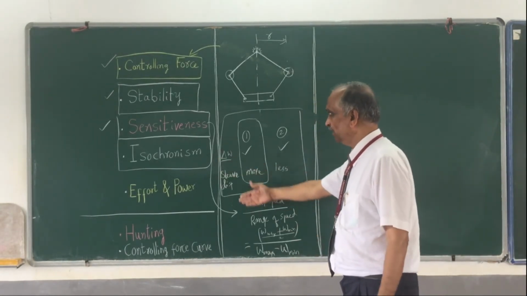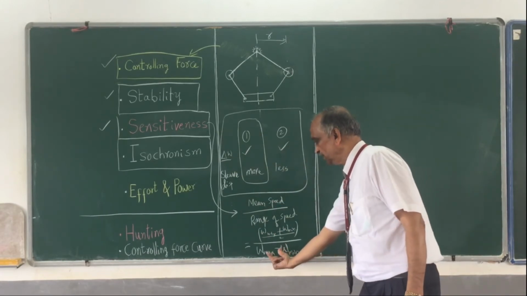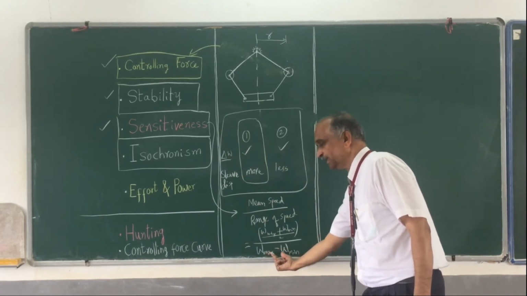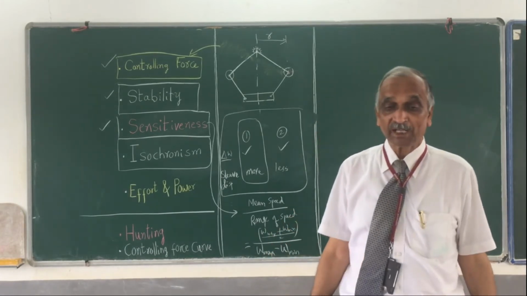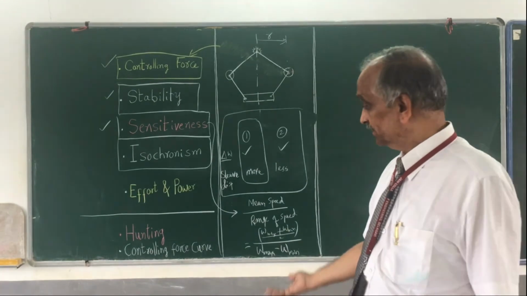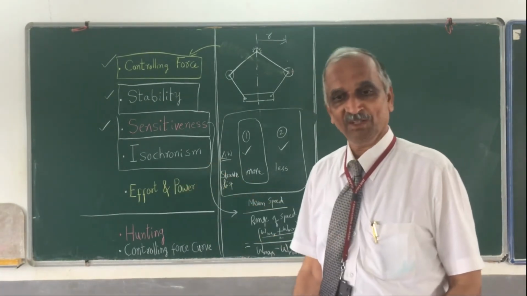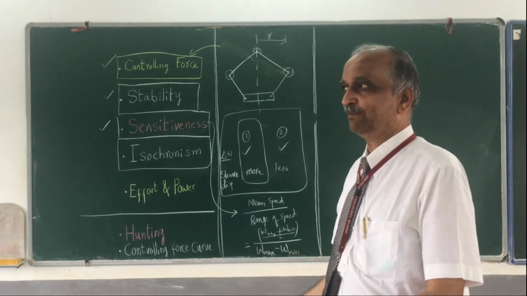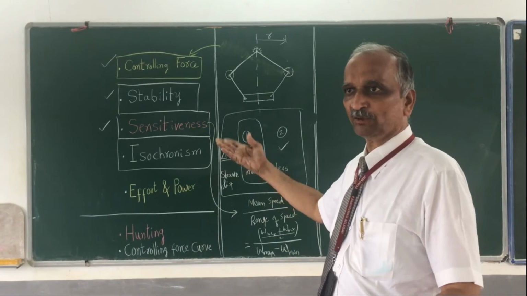When does sensitiveness become infinity? If omega max minus omega min is equal to 0. What is meant by omega max minus omega min being zero? That is, omega max is equal to omega min. Then you have only one omega, and omega mean also is that omega.